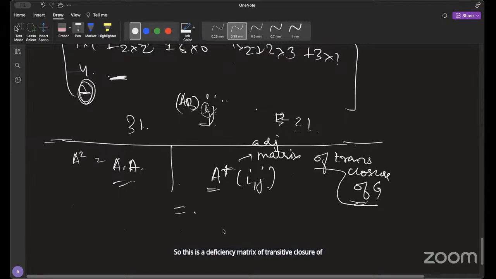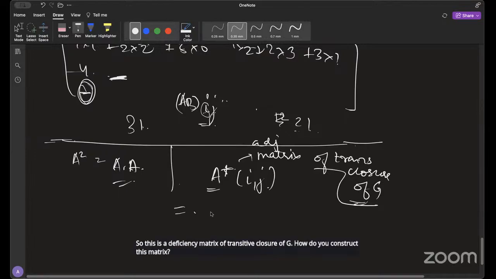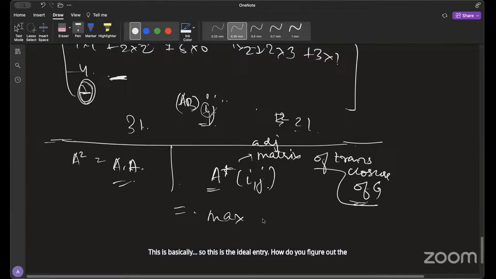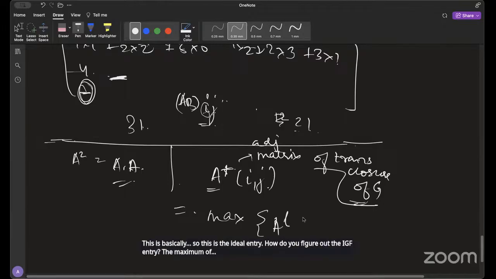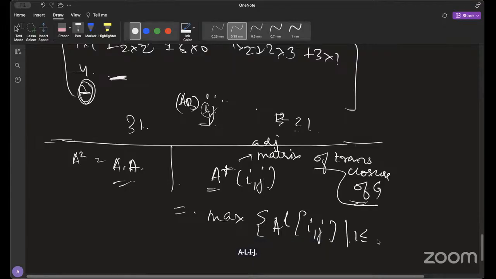How do you construct this matrix? This is the ijth entry. How do you figure out the ijth entry? It's the maximum of A^L ij, for L from 1 up to strictly less than this bound.